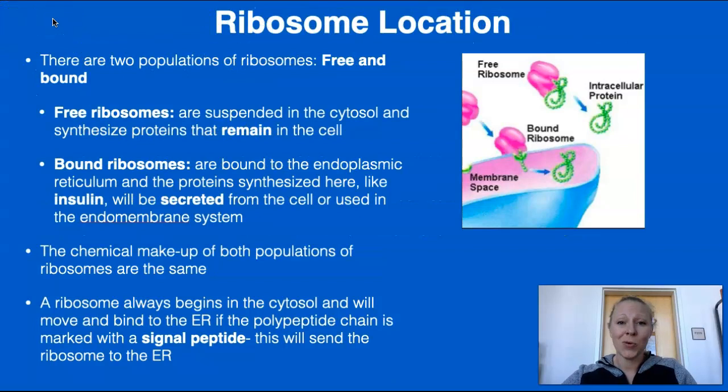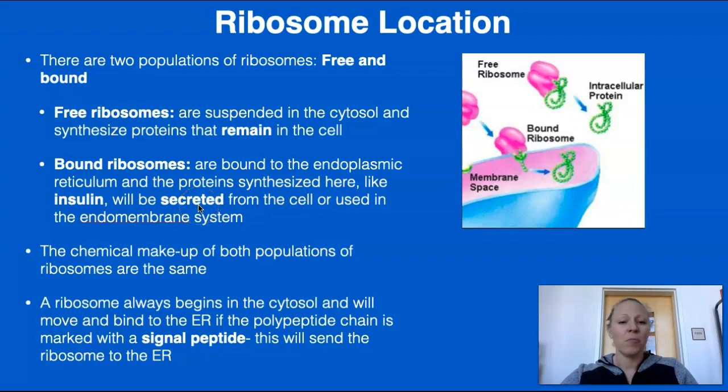We are at ribosome locations, our last section. There are 2 types of ribosomes, free and bound. Free ribosomes are going to be suspended in the cytosol. They're free, hanging out, not attached to anything, and they're going to be synthesizing proteins that remain inside the cell. Bound ribosomes are going to be bound to the endoplasmic reticulum. They are the rough ER. And they're going to be synthesizing proteins that are going to leave the cell or stay in the endomembrane system or the endoplasmic reticulum or anywhere in that series of membranes.